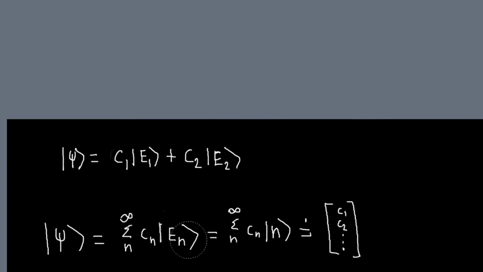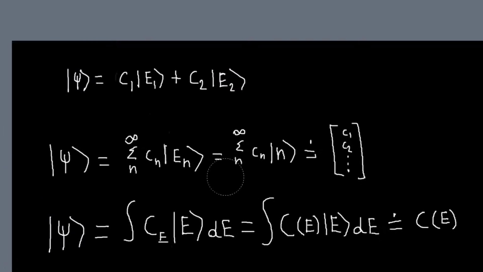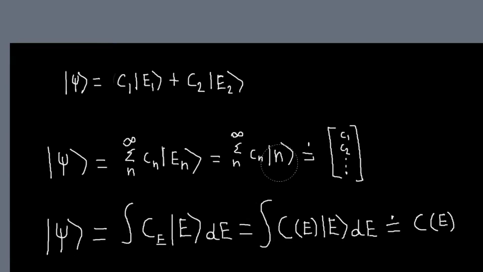And typically, in standard notation, rather than labeling the eigenstates of the Hamiltonian by En, we just label them by n. And we would represent this using our column vectors. And since there's an infinite number of coefficients, I need an infinitely long column vector, which doesn't seem very helpful. But luckily, it could be even worse.